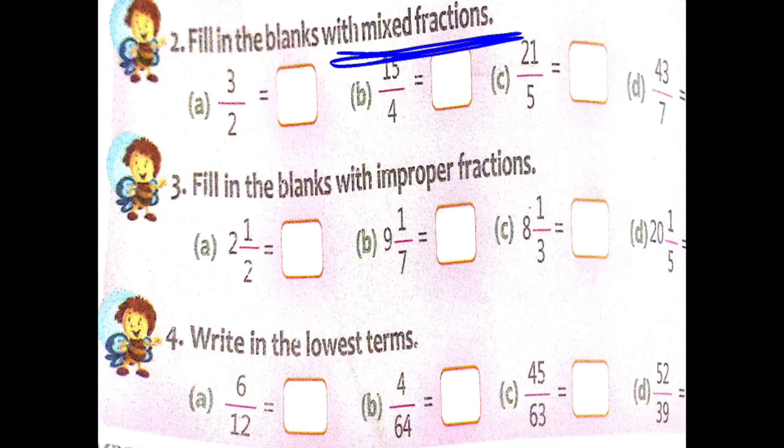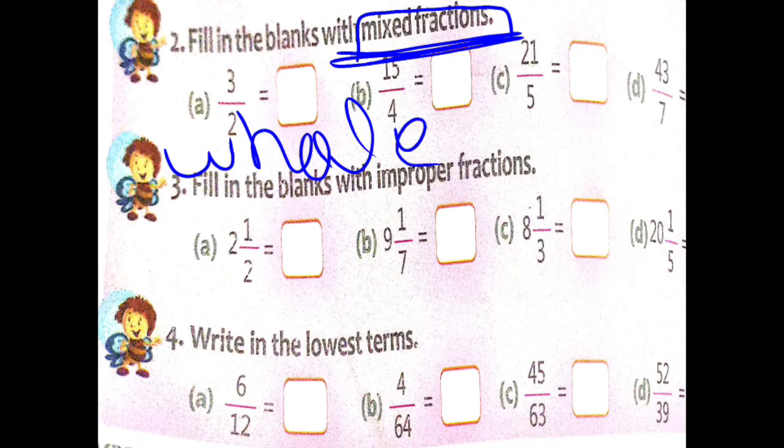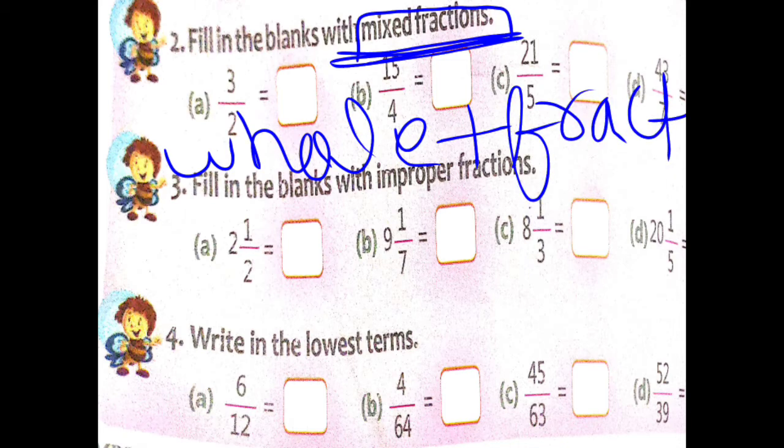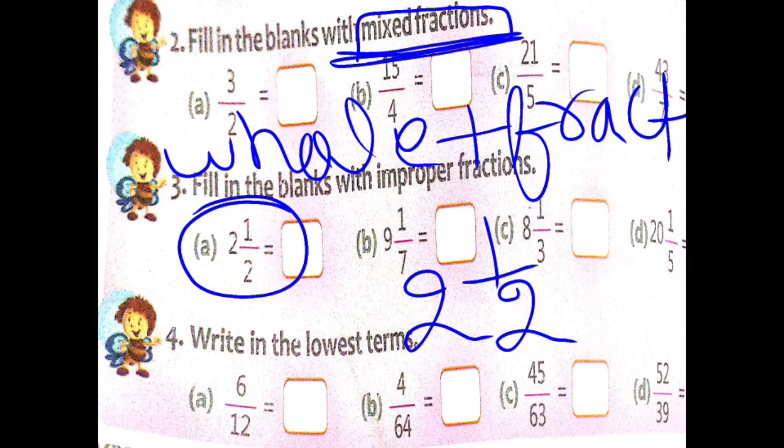So what is mixed fraction? As the name specifies, mixed means something in which there is a mix. What? Where a whole number and a fraction are mixed, then you can say that particular number is a mixed fraction. Like, an example is also given. You can say 2 of 1 upon 2. Then this is a mixed fraction.